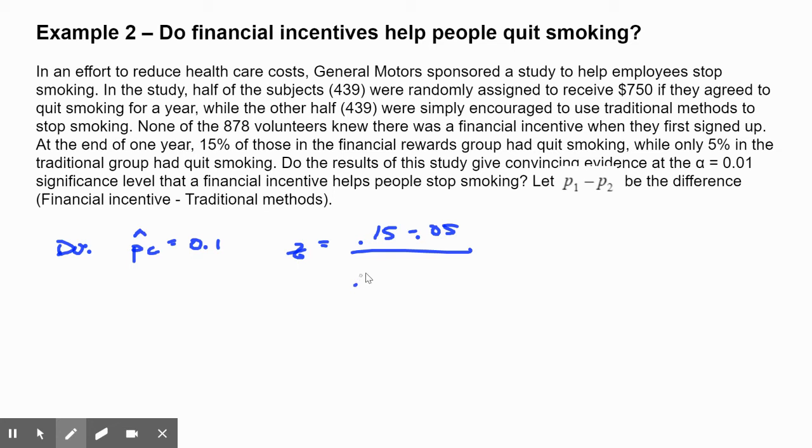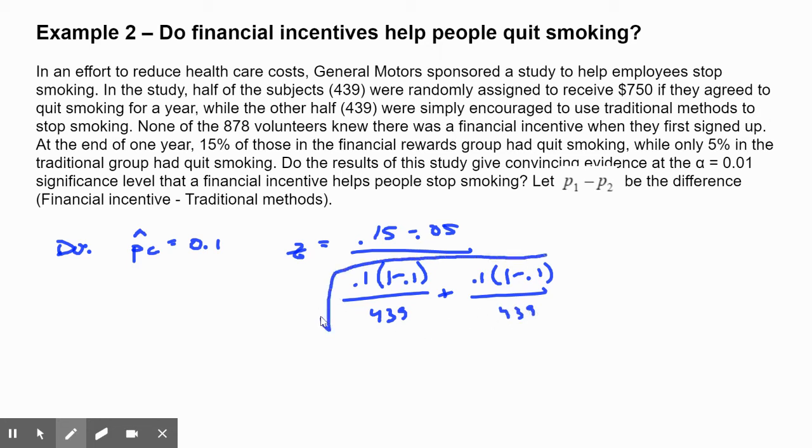Over, now here's this big thing. It's your p hat c times 1 minus p hat c, all over the first sample size, plus p hat c times 1 minus p hat c, all over the second sample size. Again, not always identical, and that's inside a big square root. This I need to compute to 3 decimals.